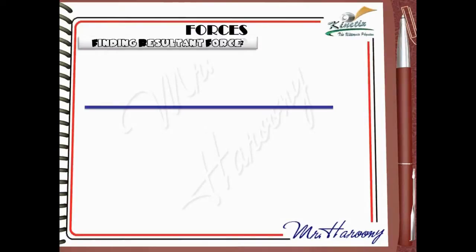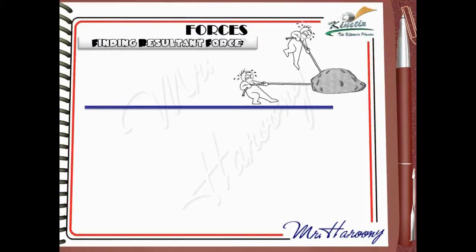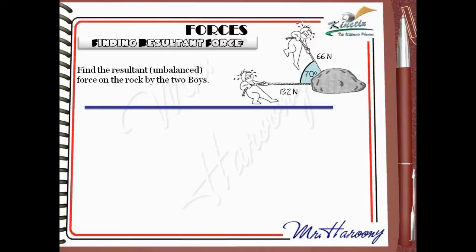Another example describes a big rock that is pulled by two boys. One pulls with 66 newtons and the other pulls with 132 newtons. There is an angle of 70 degrees separating the two forces. Find the resultant unbalanced force on the rock by the two boys.